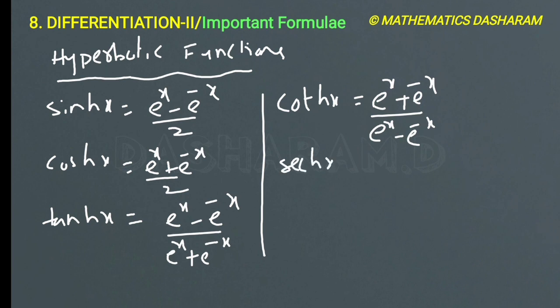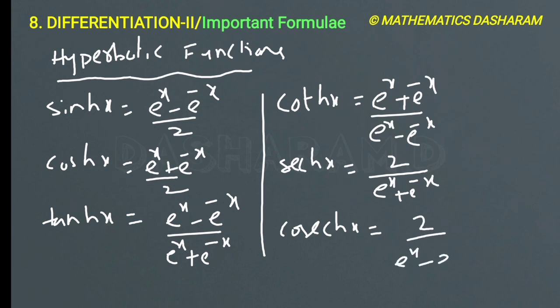Next, sech x, the reciprocal of cosh x, so 2 divided by (e^x plus e^-x). Last one, cosech x, equals the reciprocal of sinh x, so 2 divided by (e^x minus e^-x). So these 6 are called hyperbolic functions.